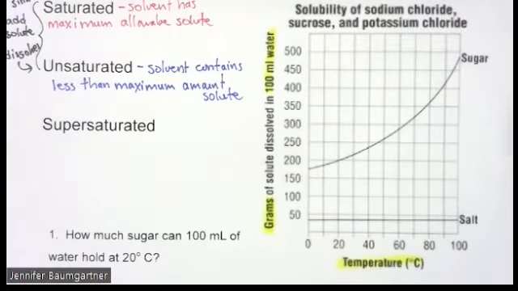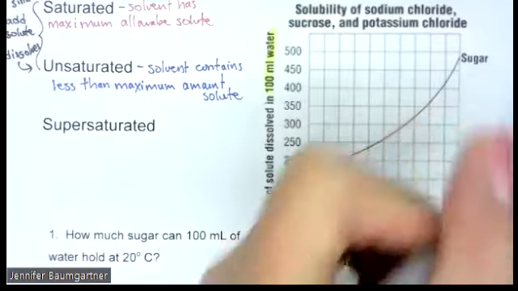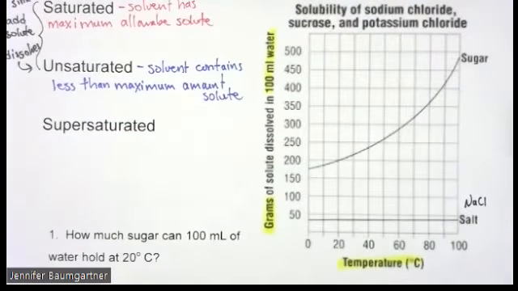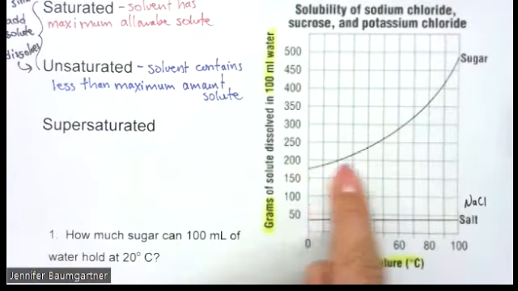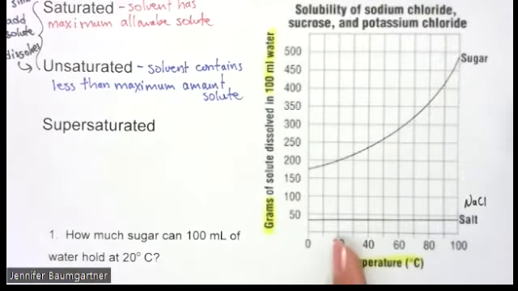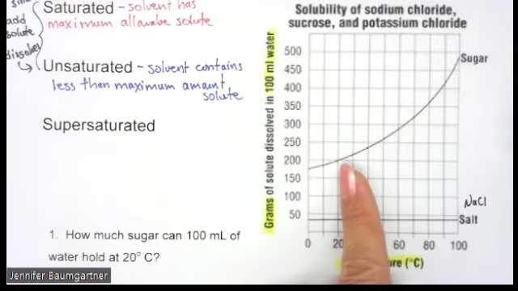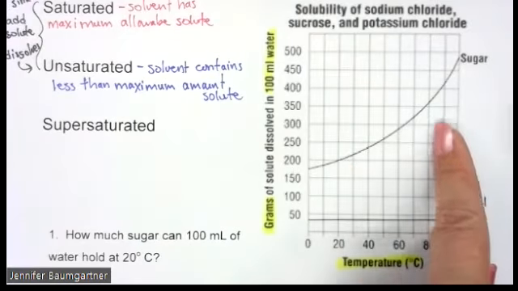Now, the title says solubility of sodium chloride, sucrose, and potassium chloride. I don't know where the potassium chloride's at, but I do have salt. So this salt is NaCl. And interestingly enough, you can see with sodium chloride that it really doesn't matter if I raise the temperature. I have this 40 grams of salt per 100 mils of water. But sugar, on the other hand, has a really steep curve, a really nice parabolic curve here. As I raise the temperature, if I'm at 20, I can dissolve 200 grams of sugar into 100 mils of water. But if I'm over here at 80, the number goes up to 350.